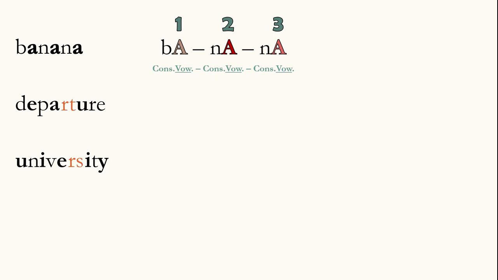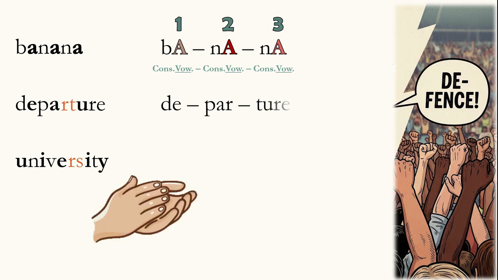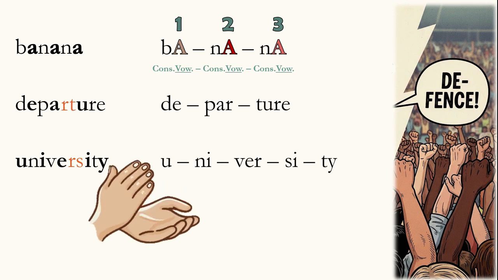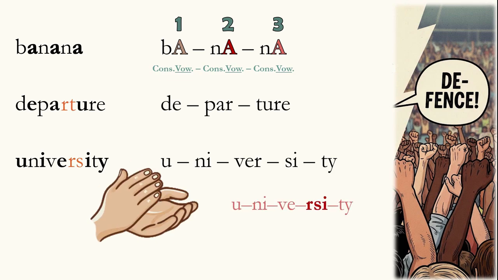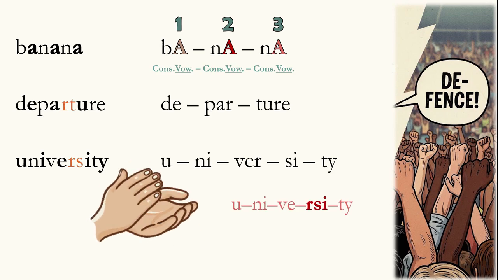Imagine yourself at a basketball game. As the opposing team approaches the home team's basket, the fans chant, "defense," naturally dividing the word into two syllables. Try chanting other words using the same principle, clapping along: departure, university. If you divide the syllables differently, say university, it feels awkward, offbeat. That's because syllable boundaries follow the natural rhythm of how we speak.